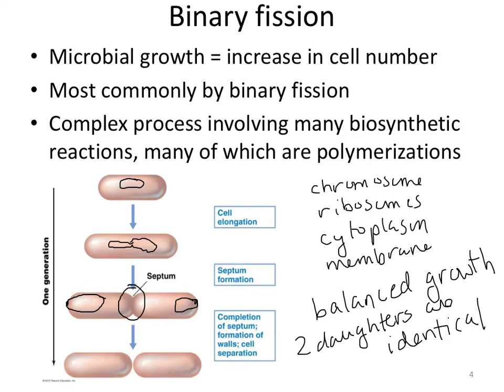In rod-shaped bacteria, that will happen exactly dead center, and the same is true with coccus-shaped bacteria. There's some variation in the natural world that I won't get into, where there are some examples where that doesn't happen, but we'll just focus on exact cell division. The septum, a cross wall, is what forms here.